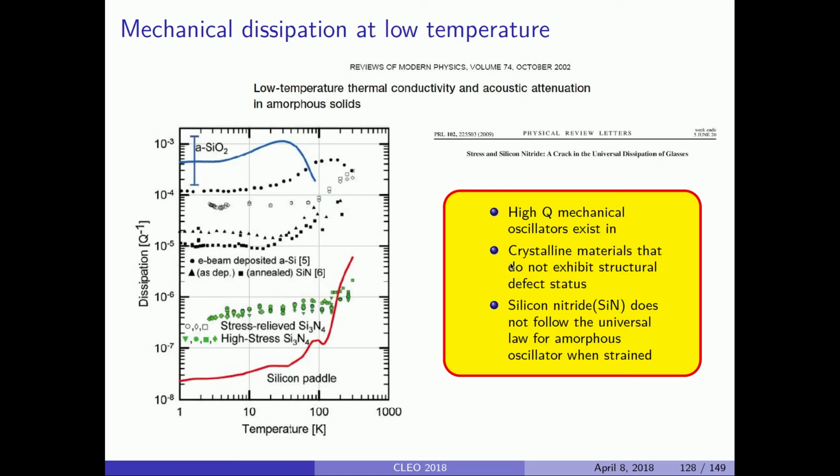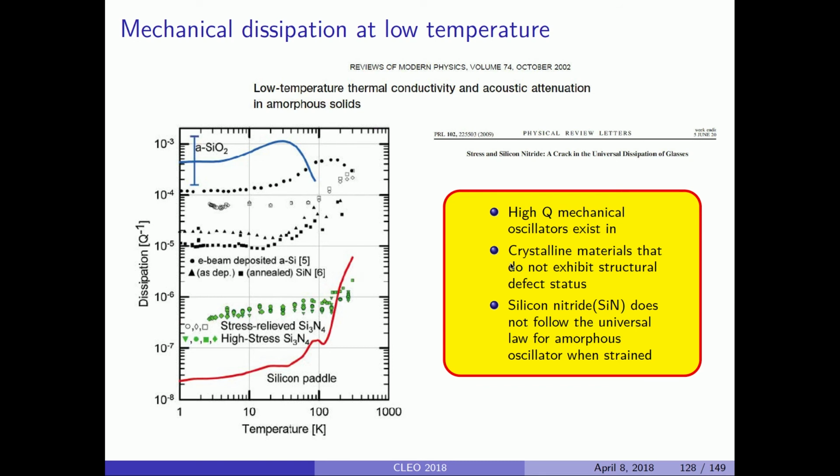And this, again, is a plot, and there's actually something to be said about this. This is the paper I mentioned. It's a nice review on the low-temperature thermal conductivity and acoustic attenuation of amorphous solids. In this paper, they measured a wide range of materials and found that the mechanical Q was all within an order of magnitude.